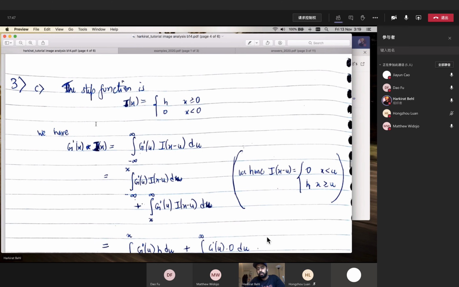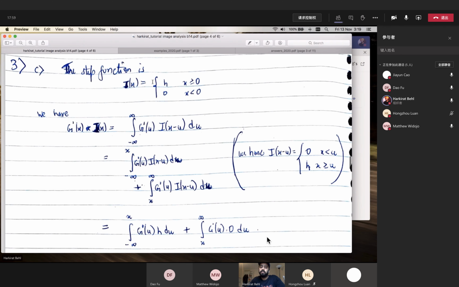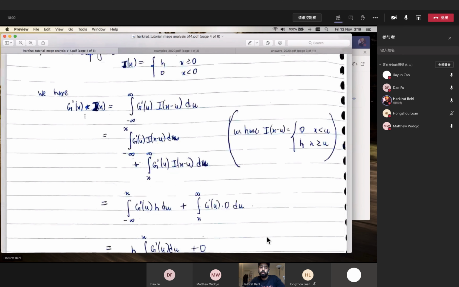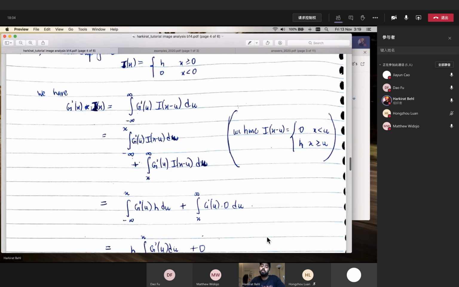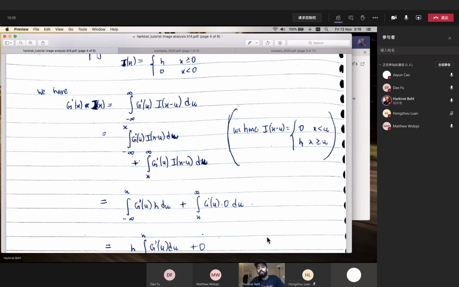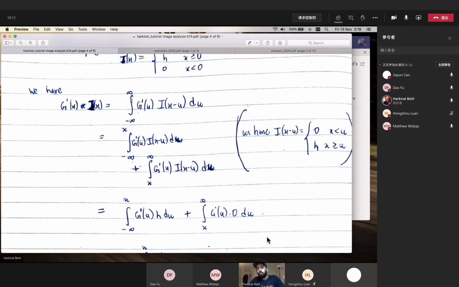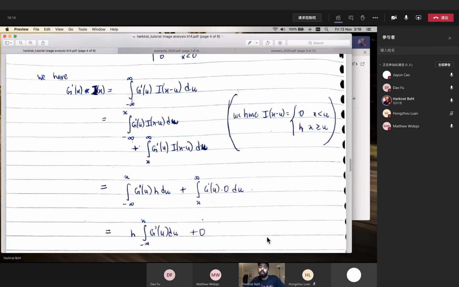So this is a step function, which is basically Ix is equal to h when x is greater than or equal to 0, and Ix is 0 when x is less than or equal to 0. So it goes like this. This is the definition of the step function. Now what we want to calculate is g dash x convolved with Ix. This can again be written as the integral of g dash u I of x minus u du from minus infinity to infinity. There's a property of integrals that you can split the integral.